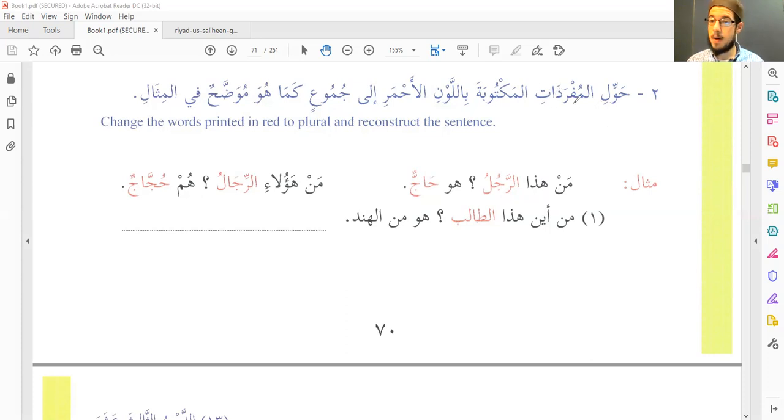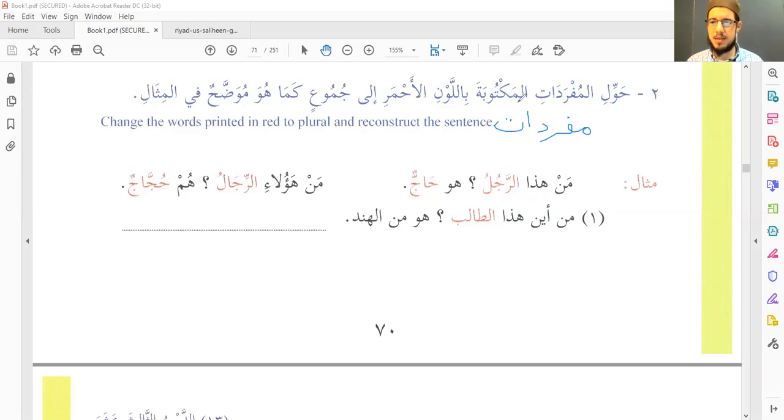Mufradat is a sound feminine plural, from mufrad. Mufrad literally means something that is by itself, from farada. Fard is like a unit. A mufrad in this sense is like a term, something we would translate as a term in English. So mufradat, sound feminine plural, is the terms or the words.